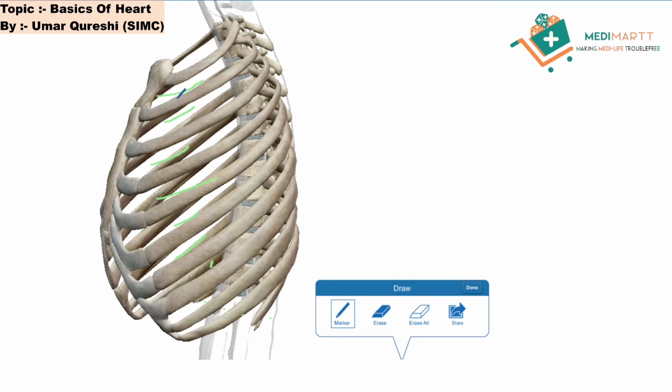The last two spaces are open in front, as we can see. This is the 10th intercostal, this is the 11th. So these two intercostal spaces are open in front. Then the intercostal spaces are occupied by the intercostal muscles, vessels and nerve.